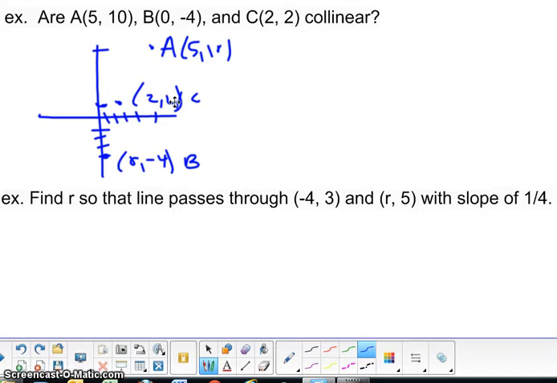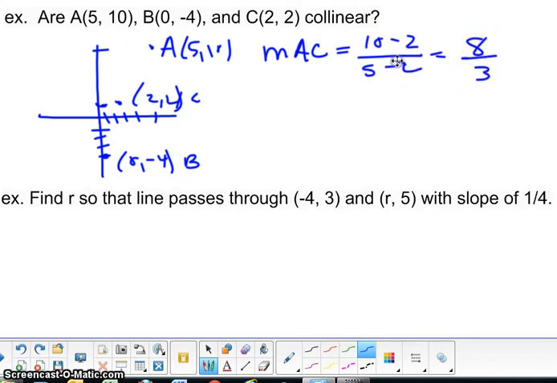So let's go ahead and again label very well. Let's try slope of AC, and we'll see if this is going to be a certain slope, and then we'll compare it to the rest. So AC would start with 10 minus 2 and 5 minus 2 to give us 8 over 3. Sorry, that's supposed to be a 2. And then if I find the slope of AB, then it would be negative 4 minus 10 and 0 minus 5, and we get negative 14 over negative 5.